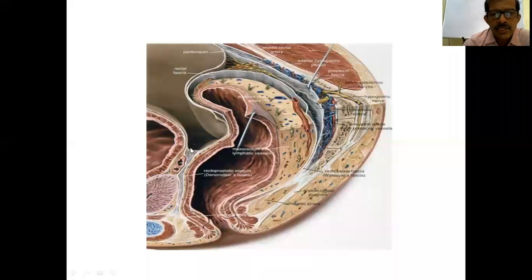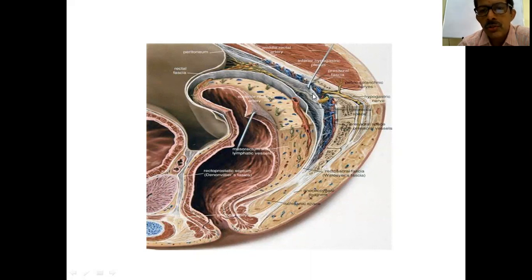So this is the rectovesical pouch, below which is the Waldeyer's fascia. While removing the rectum, you have to open this peritoneum and then remove along with it this whole Waldeyer's fascia. Similarly, if you go back, you can see that this is the rectal fascia and this is the mesorectum with lymphatics.